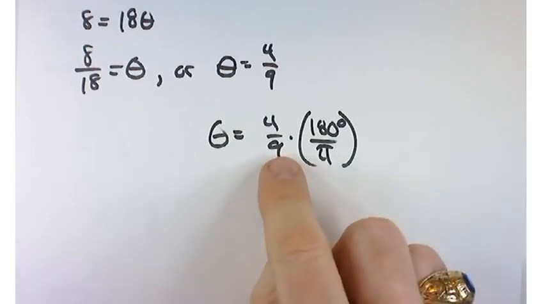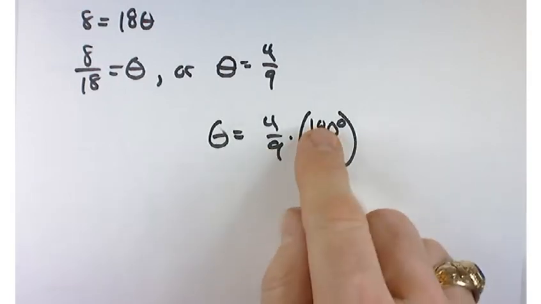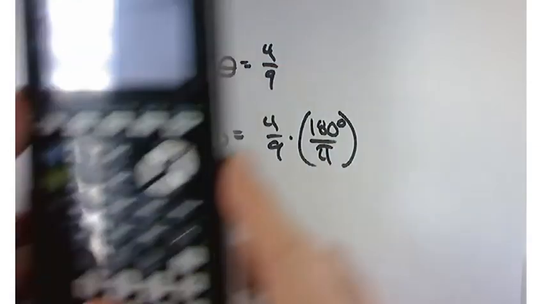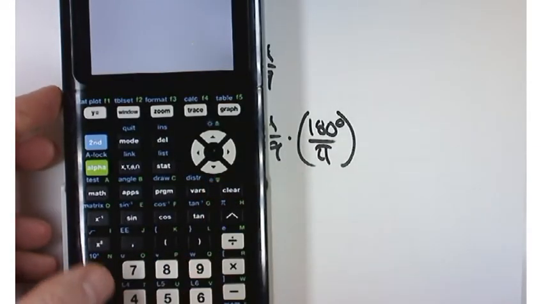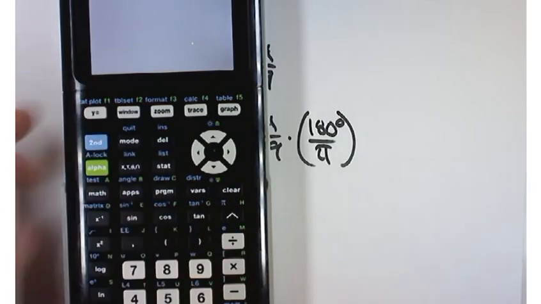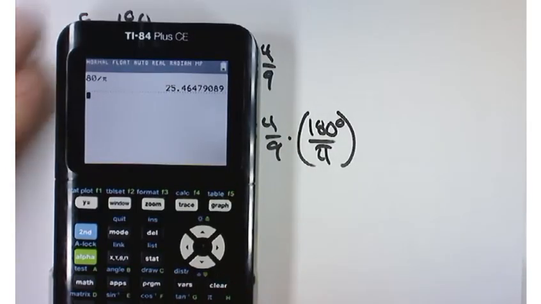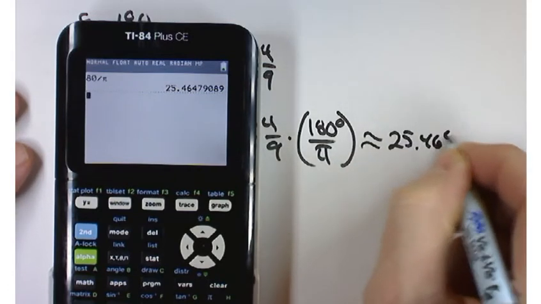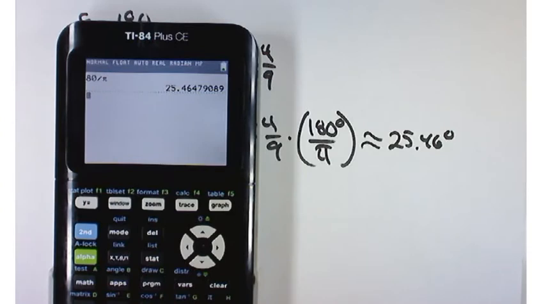Actually, you could do some cancellation. 9 goes in there 20 times. You'll end up with 80 divided by pi. So let's do that. 80 divided by pi should be about 25.46 degrees. So a little different spin on that.